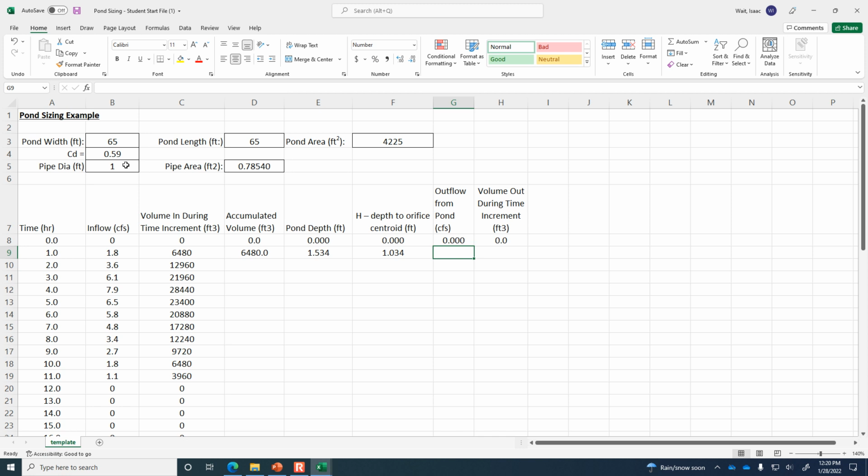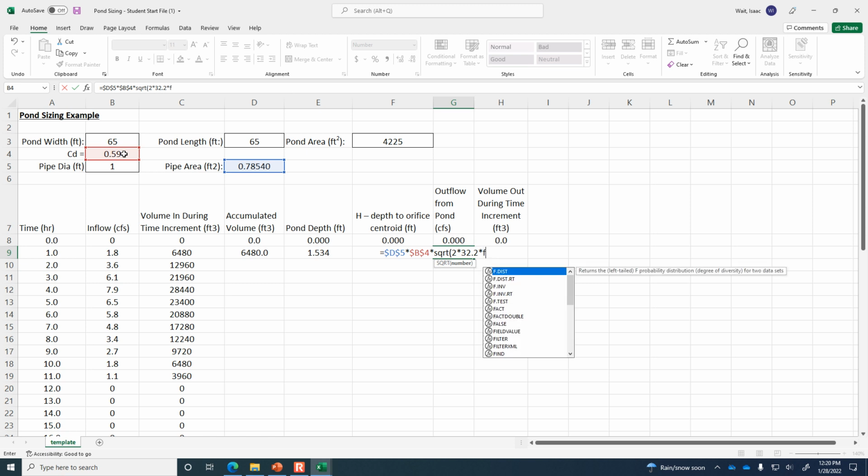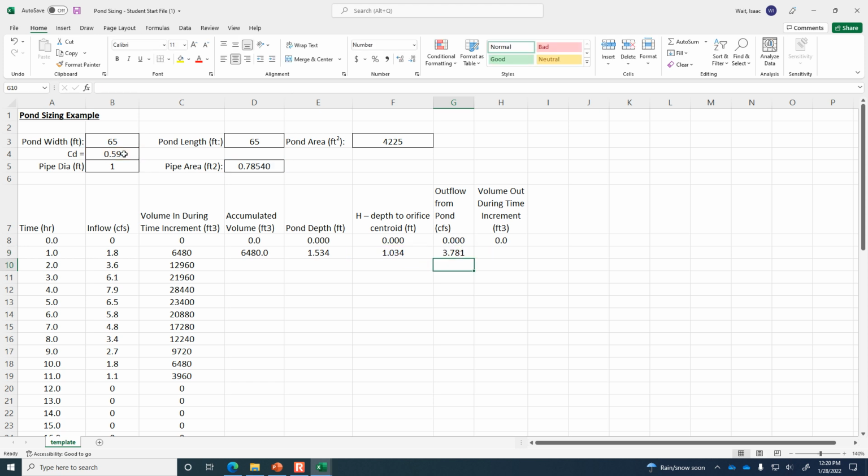Okay. So outflow is the area of the pipe, anchor the reference, times the discharge coefficient, anchor the reference, times the square root, SQRT, of 2 times g, 32.2, times H. So I'm typing in F9 to get H. All right? So that's our outflow. And then the volume out would be the outflow rate times 3,600.